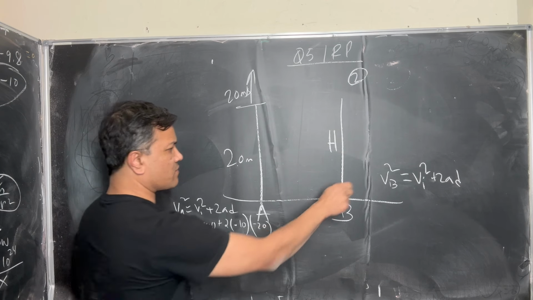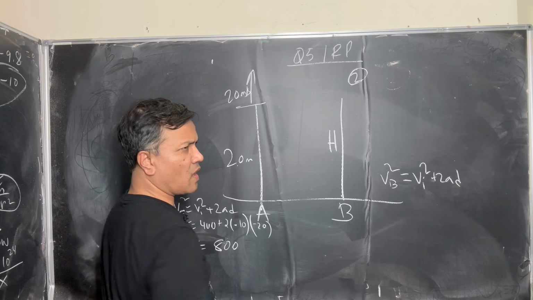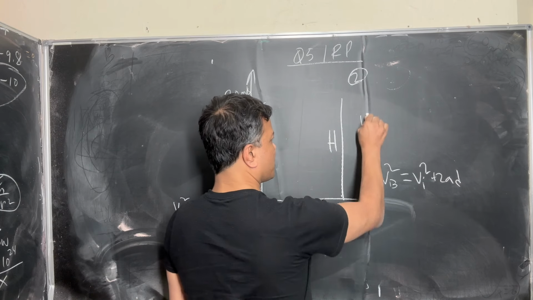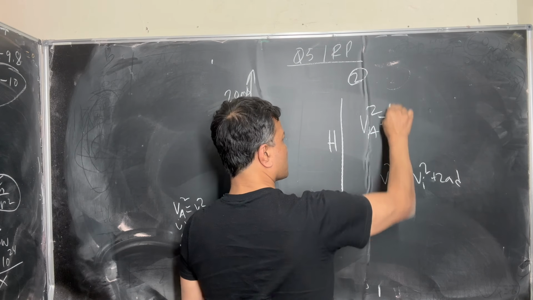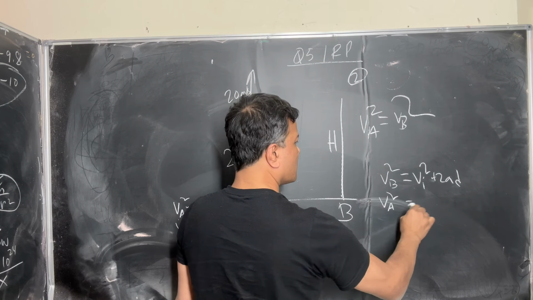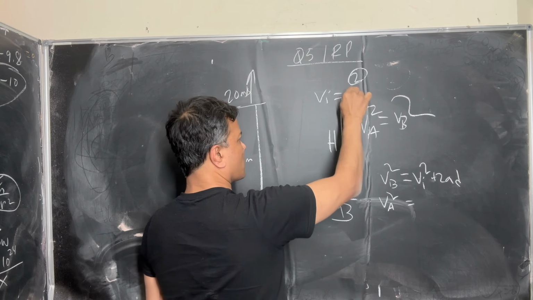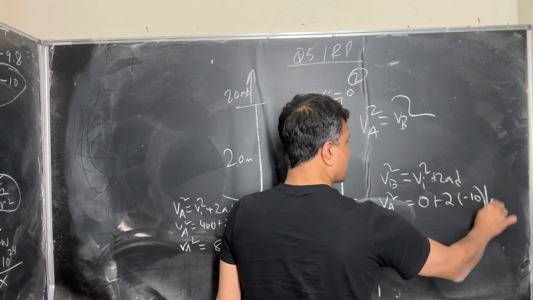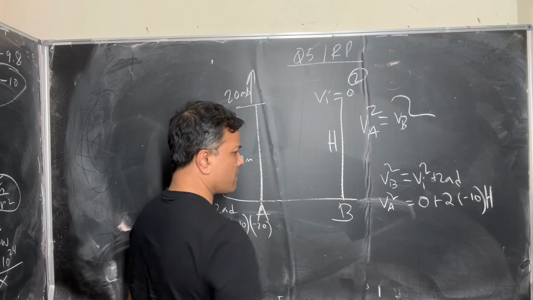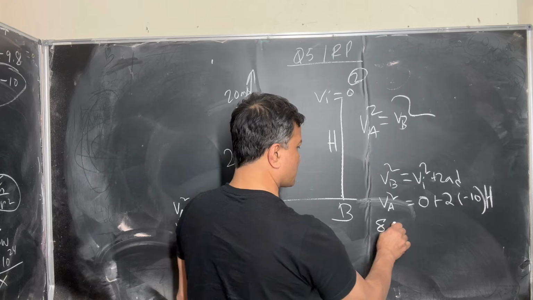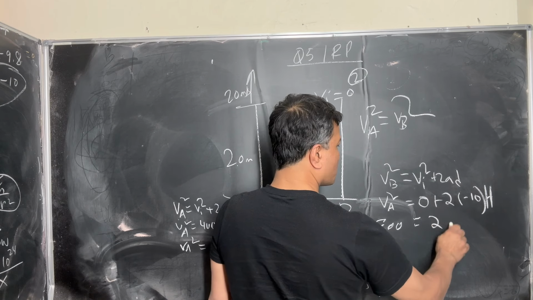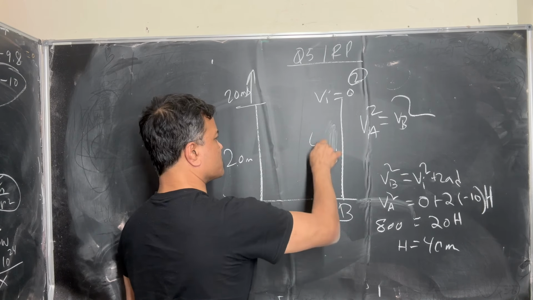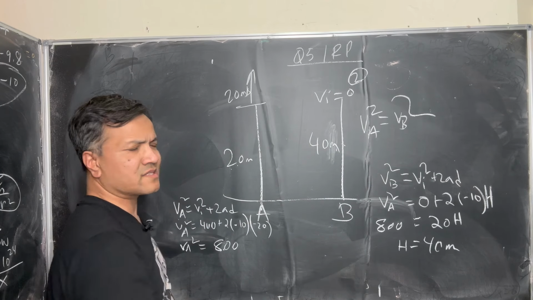Okay, so VA squared and VB squared have to be the same because both balls hit the ground with the same impact velocity. So I'm just going to write VA squared is equal to VB squared. They are the same. But VI is given because you drop this ball. Drop this ball means initial velocity is 0, plus 2 times negative 10, and D is H. That's what you try to find, H. So VA squared is 800, so you're just going to replace it. 800 is equal to 20H. So H is equal to 40 meter. Okay, so we know now this is 40 meter. So in fact, this is double the height.